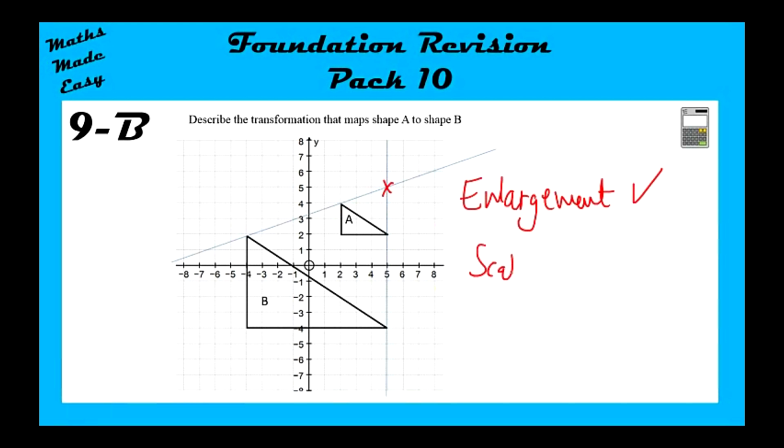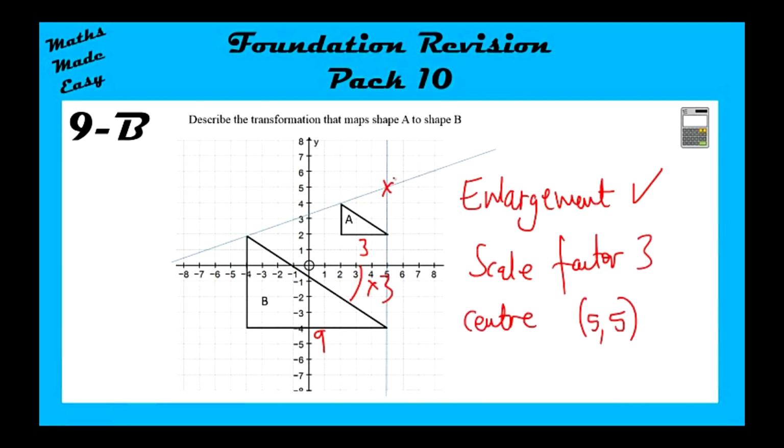The scale factor, we've got to work that out. That's how much bigger the shape's got. Well, if it's 3 along the base here, and this base has now gone up to 9, it must be scale factor 3 because it's been multiplied by 3. And the centre of enlargement is coordinates 5, 5, which is this point here.